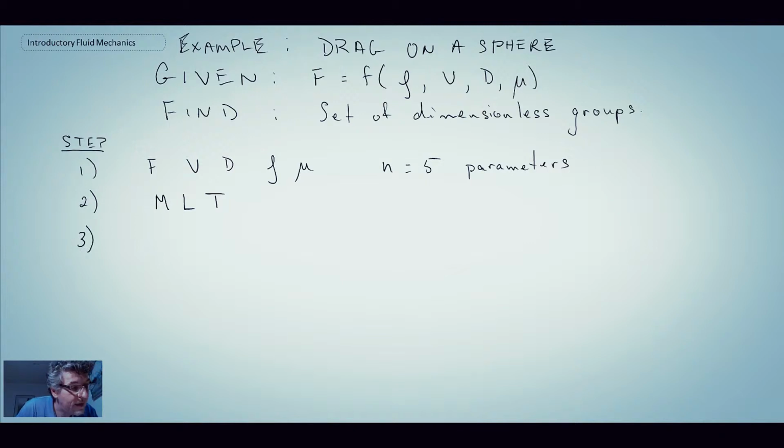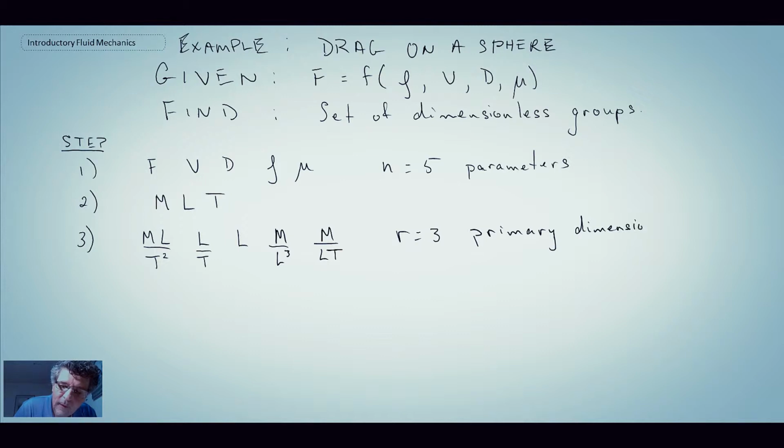The next step here, looking at our primary dimensions, so force, we can rewrite that as mass, length, per time squared. Velocity is length per unit time. Diameter is a length. Density is mass per length cubed. And viscosity, that is mass per length time. So there we can see we have r equals 3 primary dimensions, because all we see in here is mass, length, and time.